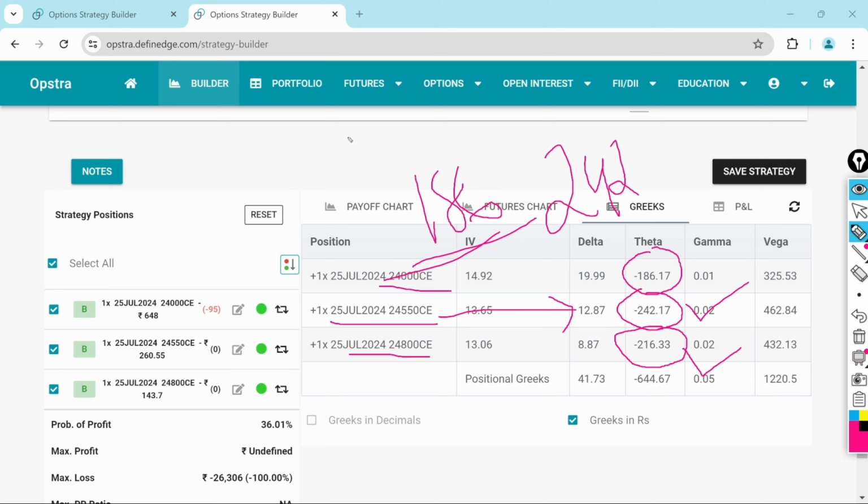From this example, I hope you have a clear understanding of the option Greek theta and how it works.